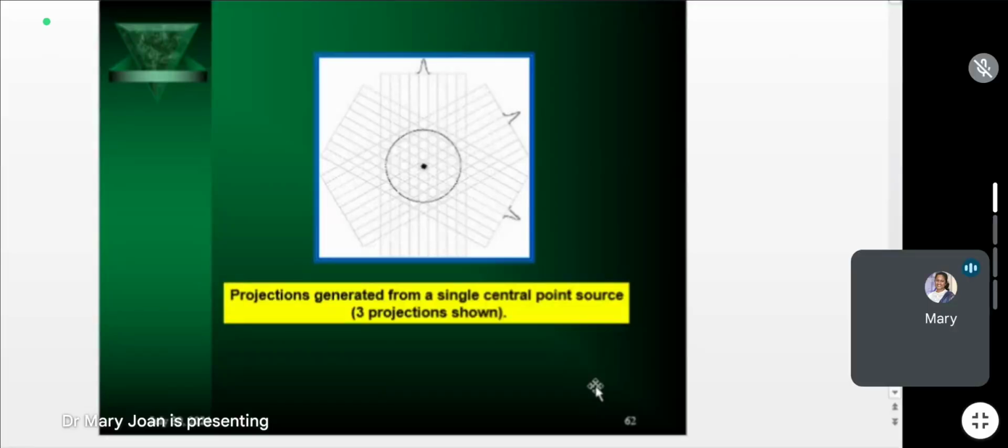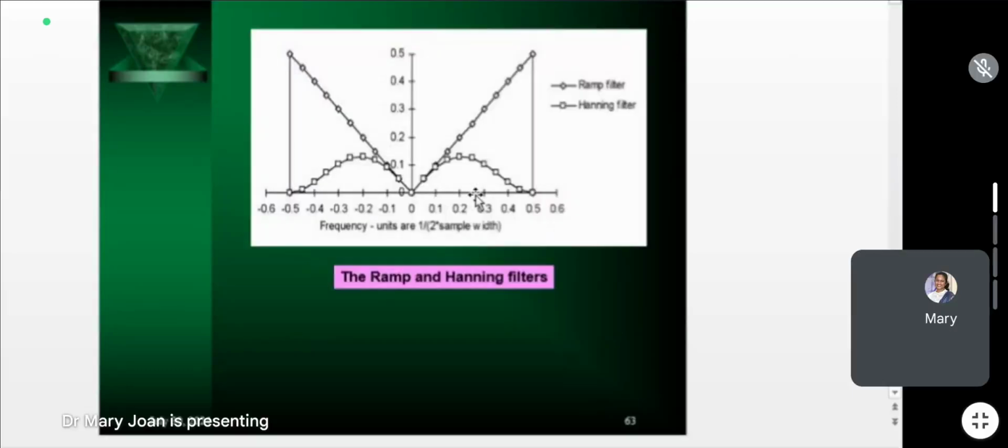So this is a projection generated from a single central point source. Here you can see three projections, three signals, formed from the central point source. This is the ramp and Hanning filter, or bow tie filter, you remember in CT. So it is similar to that. The data with the diamond is the ramp filter, and with the square is the Hanning filter.